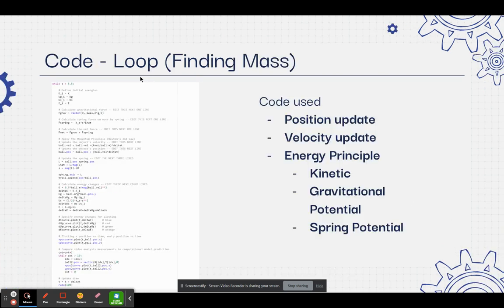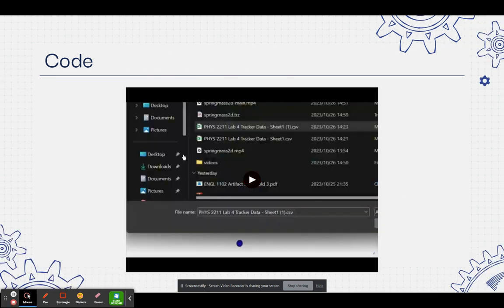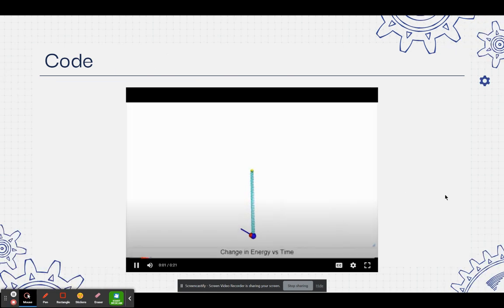And these are the equations that we used down here. Now, in terms of the loop, while time is less than 5.5 seconds, to sum it up, we used the position update formula for the mass, velocity update formula, and mainly the energy principle, where kinetic energy, gravitational potential energy, and spring potential energy was being solved and used. And here is the video of the code running.